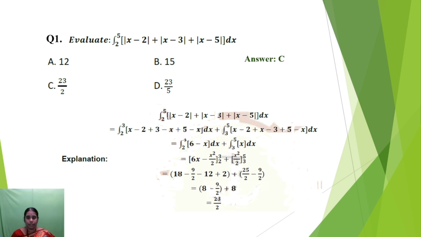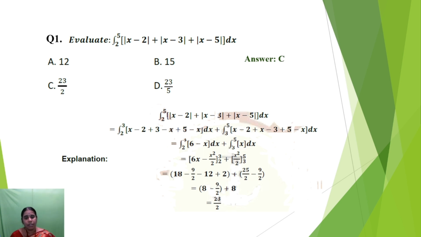Next, the range 3 to 5. The first one, x minus 2, stays the same. The second, x minus 3, is always positive, so no need to change. In 3 to 5, if we substitute 4, then 4 minus 5 is minus 1, so it takes a negative value. So we rearrange the term: x minus 5 is written as 5 minus x. So we split it and removed the modulus. Now it is an ordinary integral that we can solve by the ordinary method.